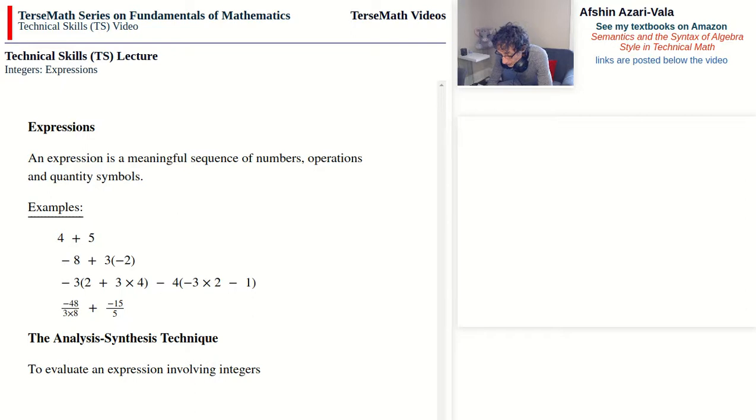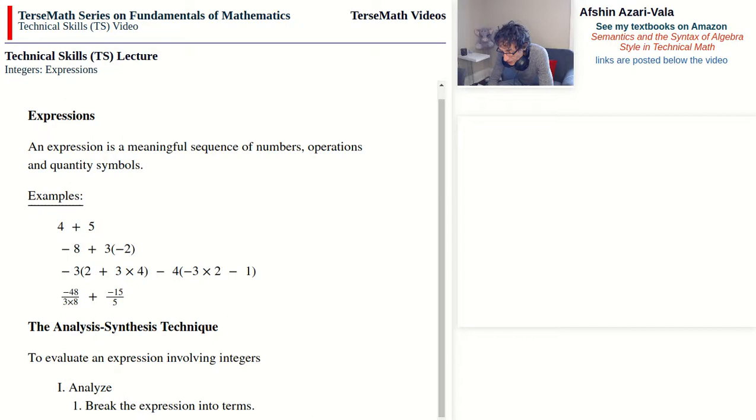In order to evaluate an expression, we have 2 major stages. The first stage is where we analyze the expression, and by this we mean you break it down into its logical components, and you break the components into their logical components and so on, until you arrive at the smallest components, which are either numbers or quantity symbols. Now, the analysis or breaking down begins by breaking the expression into terms, and for this we use additions and subtractions outside brackets to break the expression into terms.